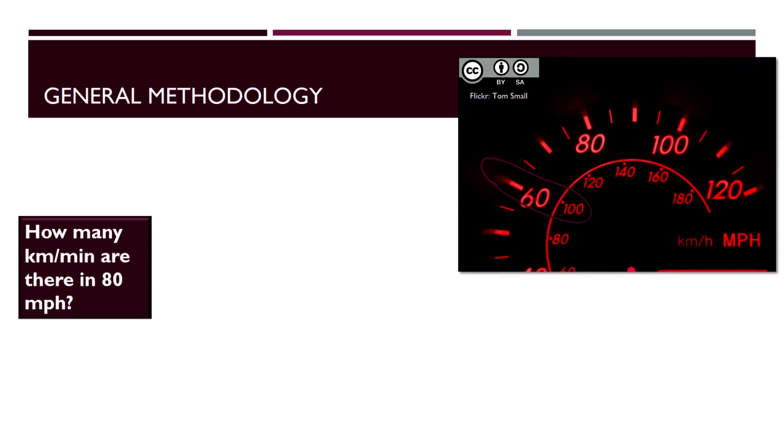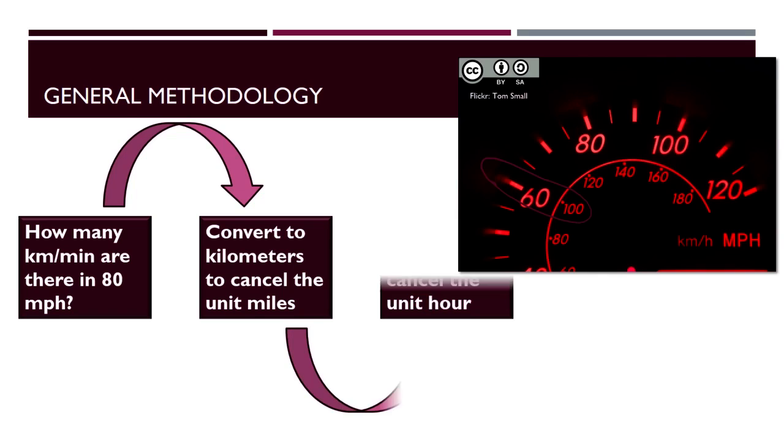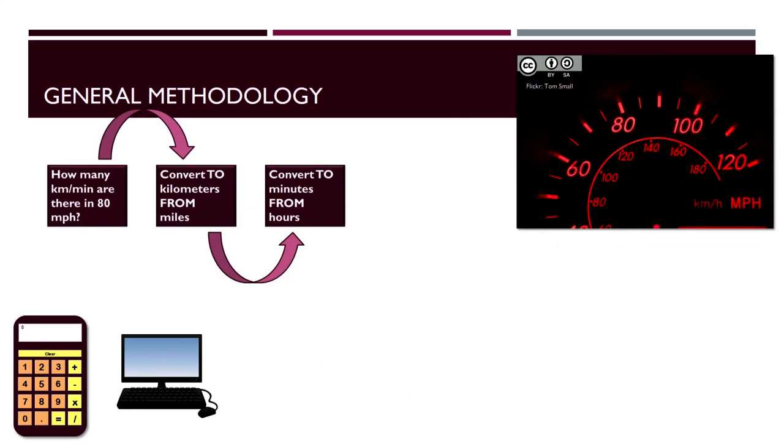In the first step, we'll convert to kilometers to cancel out miles, and in the next step, we'll convert from hours to minutes. Remember that in each case, we'll want to make sure that the unit we're trying to get rid of, miles and hours, show up in both the numerators and the denominators of the fractions that we'll end up multiplying. Okay? So we'll need some equalities that we can turn into conversion factors. Well, we already know that there are 60 minutes in an hour.